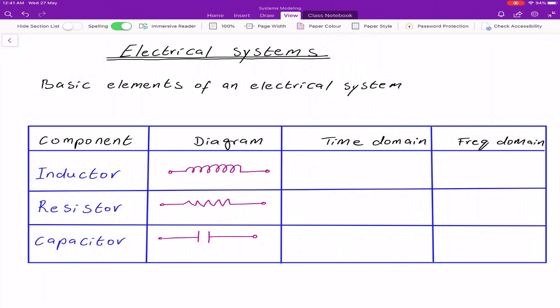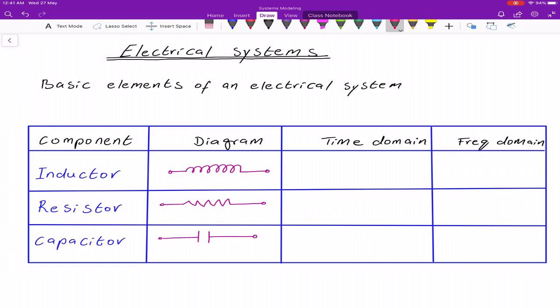Okay, welcome back. Our next topic is electrical systems. How do you model an electrical system? Before we begin, we need to look at the basic building blocks of electrical systems. When we are building our circuits, we are either going to have inductors, resistors, capacitors, or maybe operational amplifiers, etc. But for now, we are going to look at the basic elements of our electrical systems.